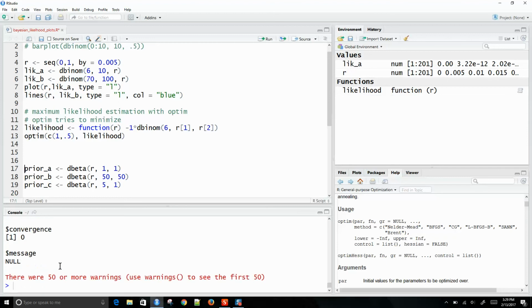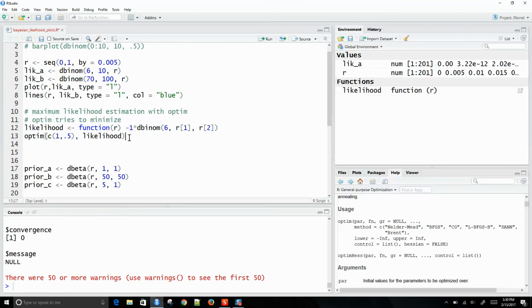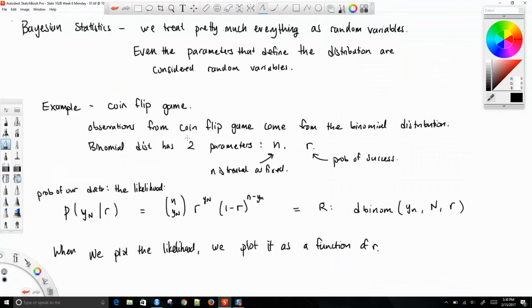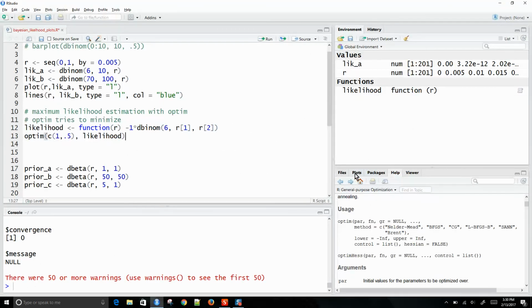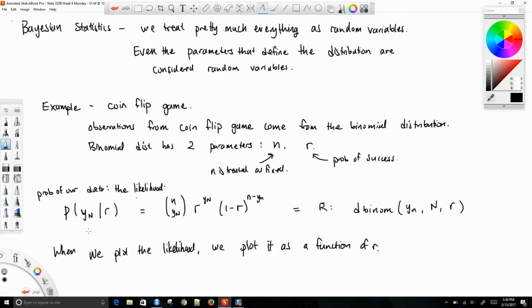I don't know. I'll have to mess around with it some more. But yeah, we can maximize the likelihood. Basically, we're effectively just maximizing the likelihood function here. Okay, so anyway, that's the likelihood part.